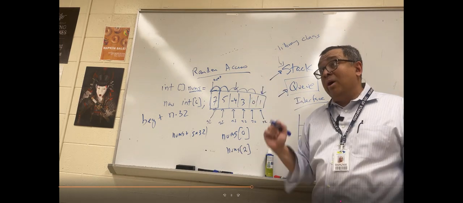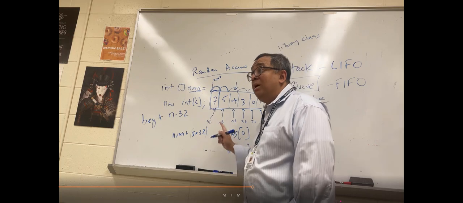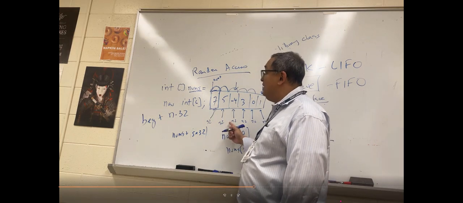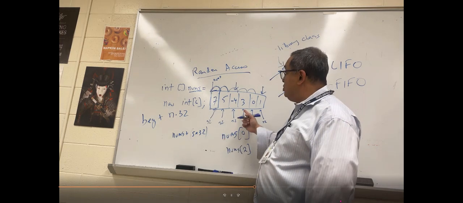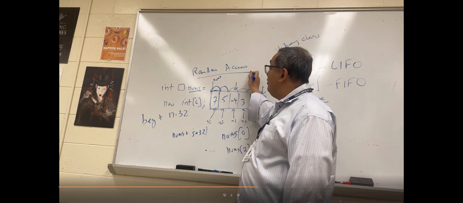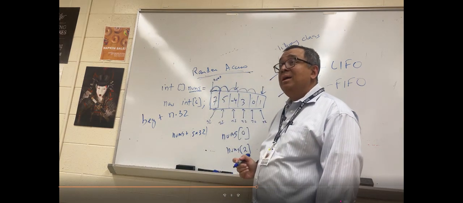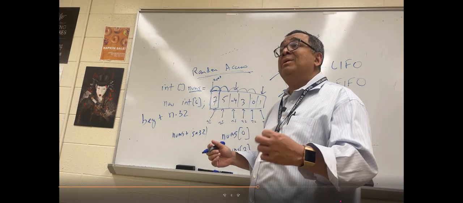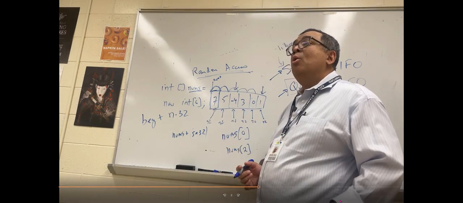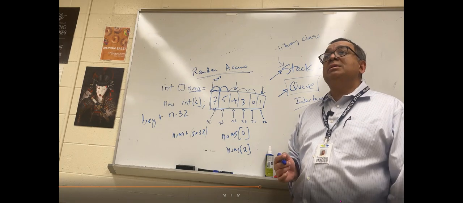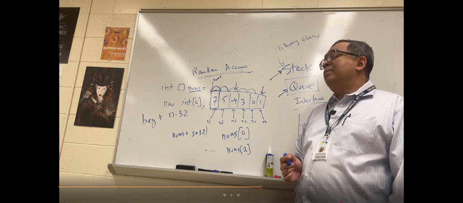So therefore, and this is the really important thing for you to walk away with for today, it takes the same amount of time to retrieve any element in the array. That's why we call it random access. You can pick any random index you want, and the retrieval time is exactly the same. What is the big O of the retrieval time of an element in this array? Mr. Nikita.